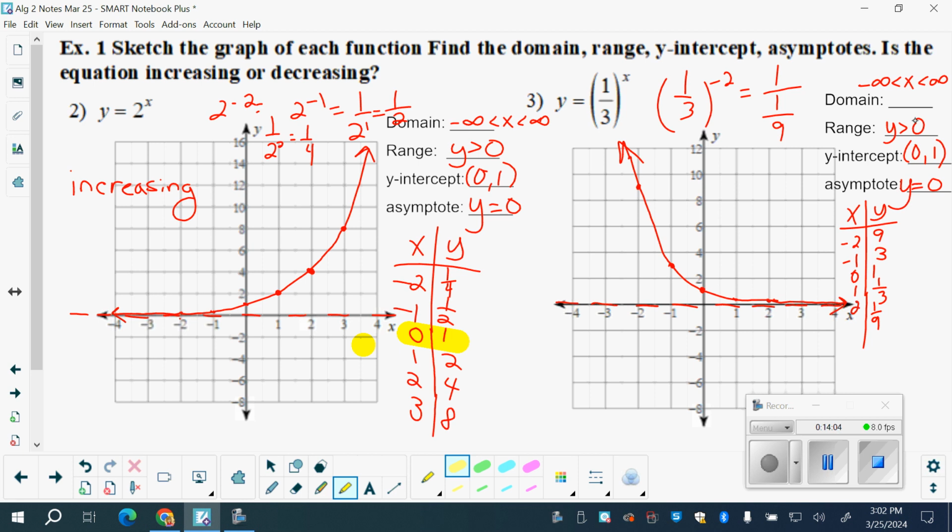If we keep getting bigger numbers here, or we get a -3, so put a 3 here, it's going to be 1/27, right? Which is not 0. And then if we put a 4, it's 1/81, still not 0. Does that make sense? So it keeps getting closer and closer, but never quite gets there. Okay, and then increasing or decreasing, again, as we go from left to right, what's happening to those y values? It's decreasing this time. Okay.